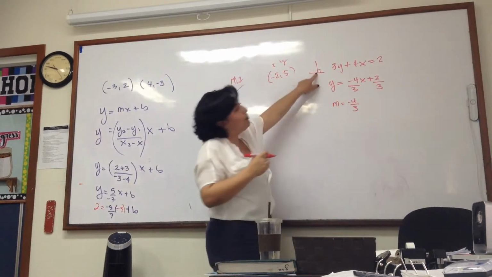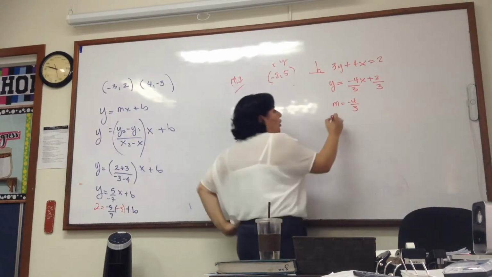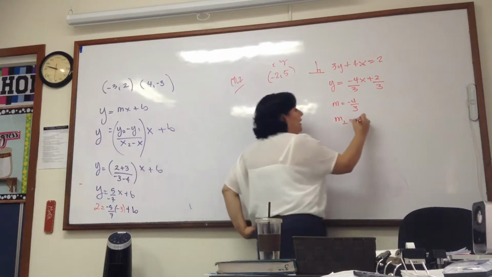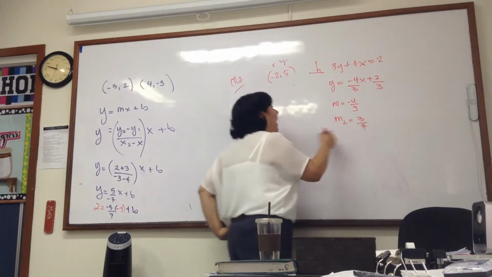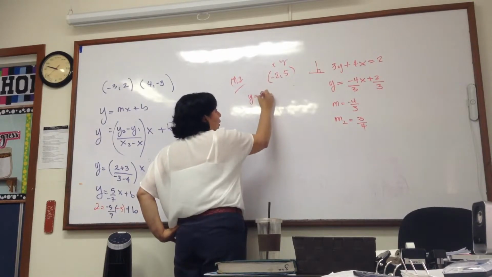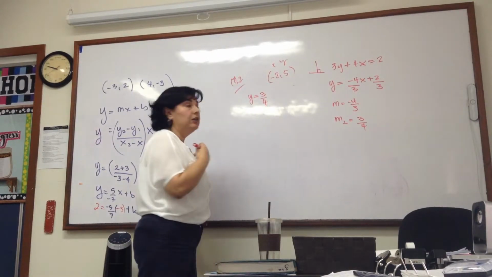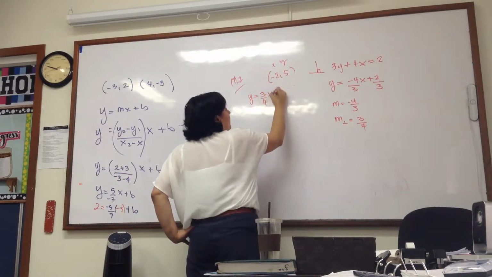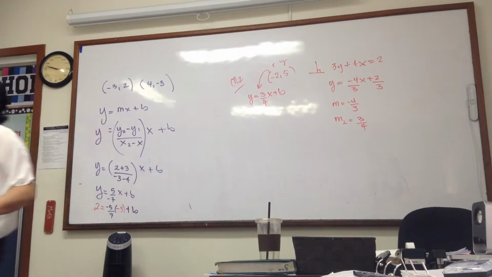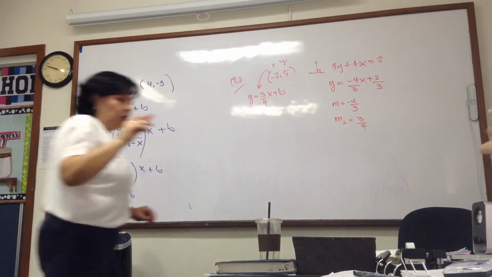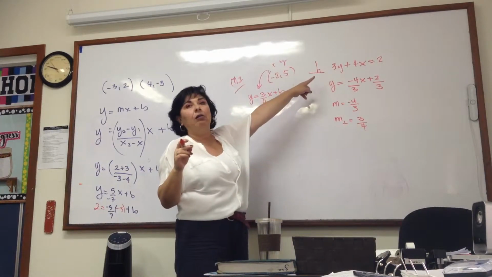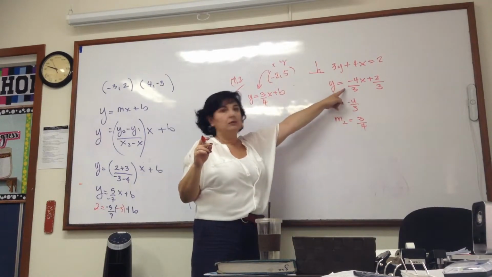But it's telling me that it's perpendicular. So I take the negative reciprocal, and my m perpendicular, which is the one I want, is 3 over 4. Now, I can use it here. I've got that y equals 3 over 4, the one I'm looking for, x plus b. Then you can just stick these in here, and you've got the b, and you're good to go. Easy? Now, if it had been parallel, then I would have used this one. Right?